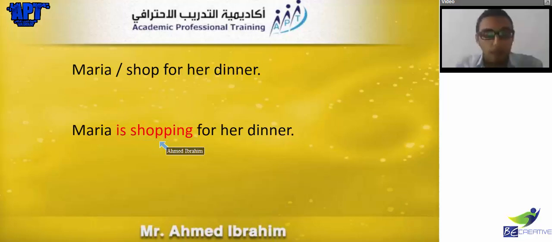It will be Maria is shopping for her dinner. Now I want you, as we did with shine, to focus very carefully and tell me, do you see something different between the original verb we used and the verb here? Okay, excellent, that's true. Here we have one P, here we have two P. Can you guess the reason?